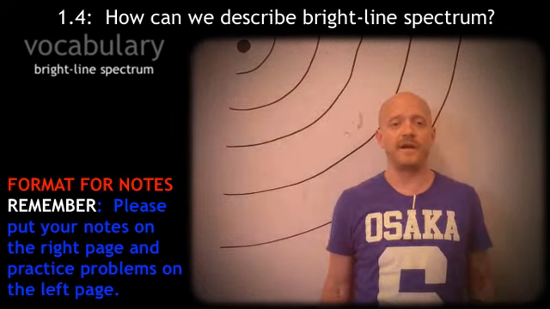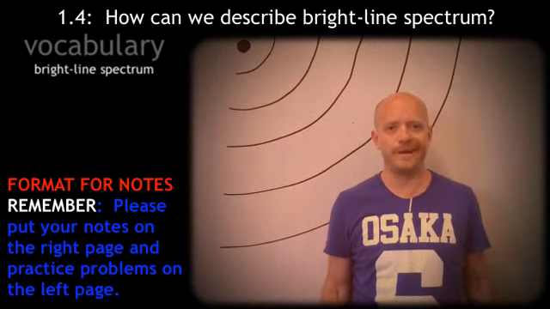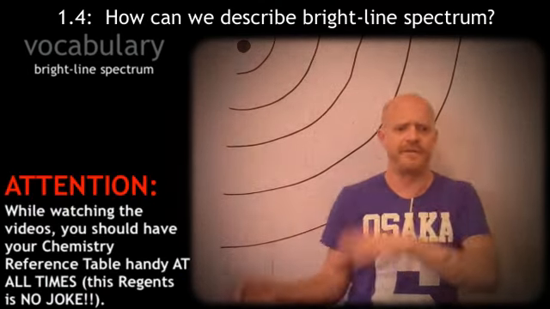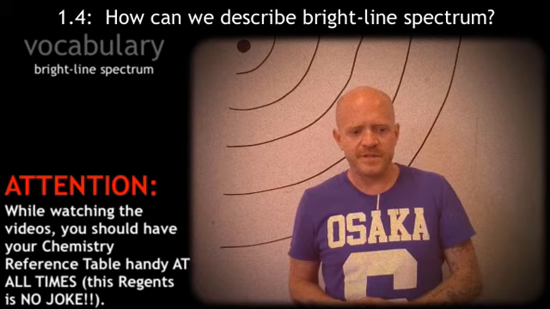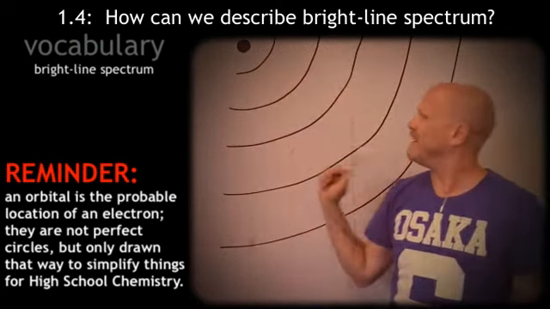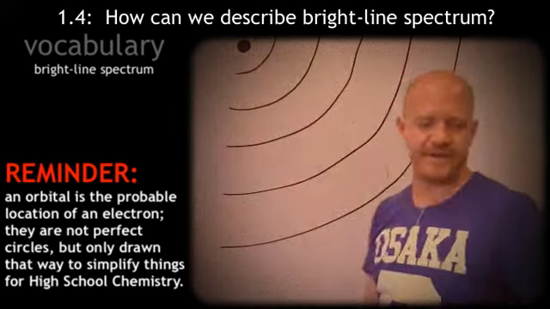Hi, today we're going to talk about bright line spectrum and what happens when electrons go from excited to ground and ground to excited and back and forth. So what I have done here is I've simply drawn just part of an orbital of any generic atom.